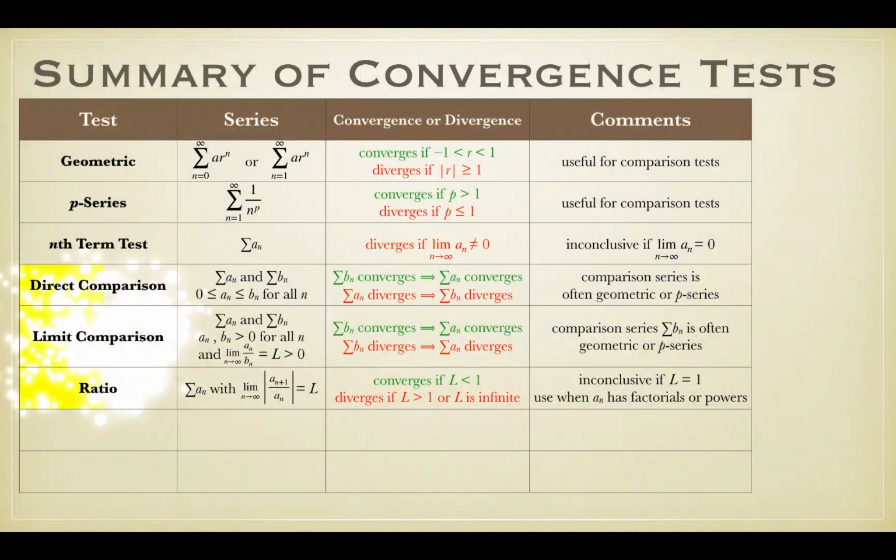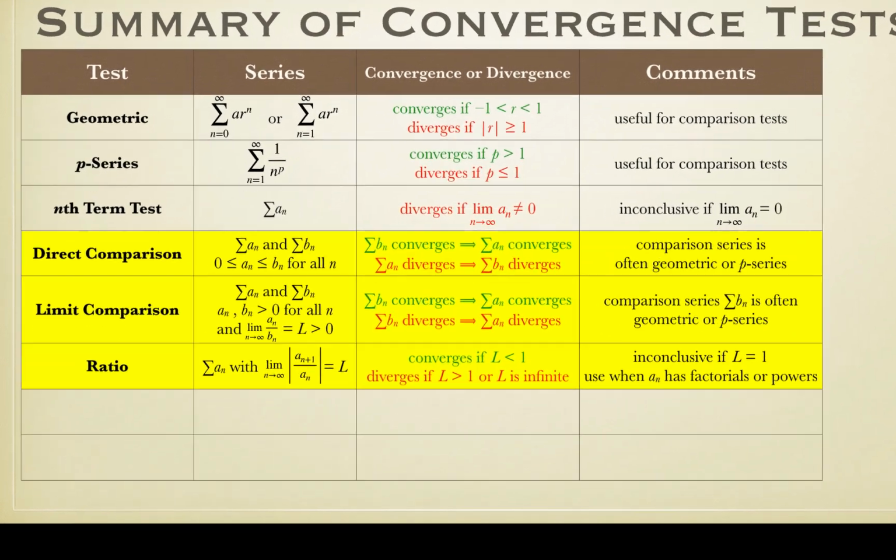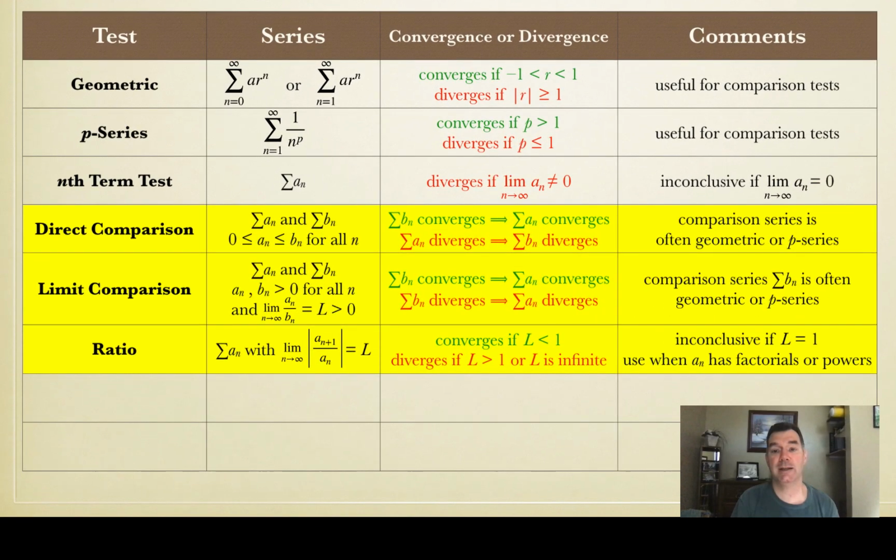All right, so here is my summary again. And what I've done is, you'll see that I've included some information in the first 2 rows where there was no information after the first video. For geometric and p-series, you'll notice that in this video, I use those a lot for comparison tests, for the direct comparison test and the limit comparison test. And so that's why I've included those comments in this video, because we hadn't really talked about those tests before now. And then I've got new information about the 3 tests that we've talked about today.